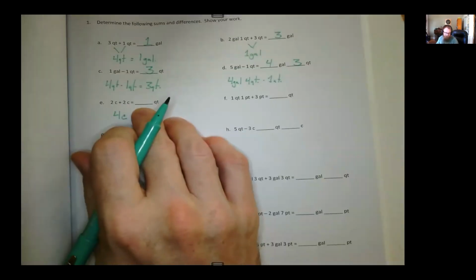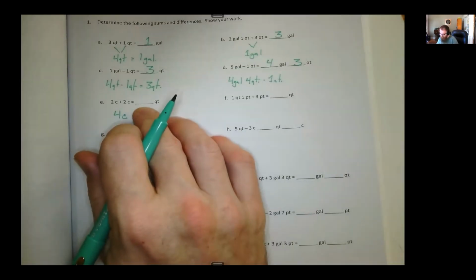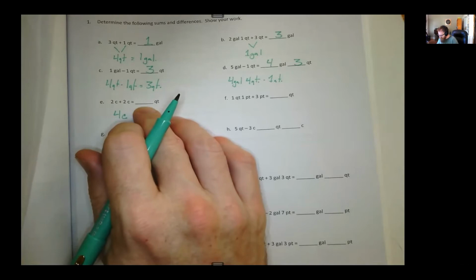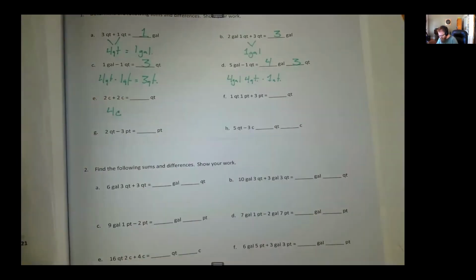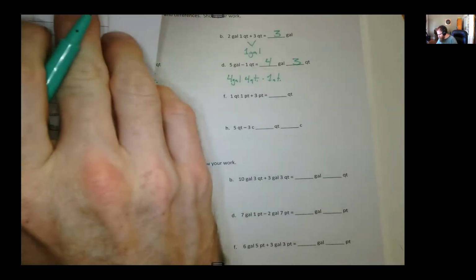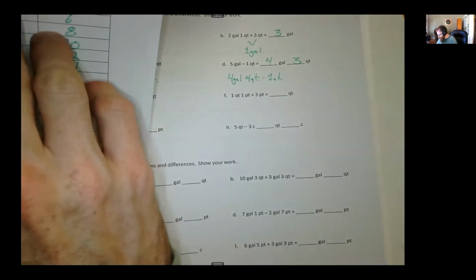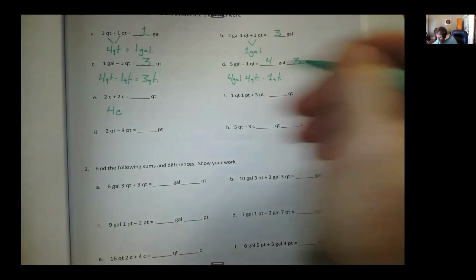But we need to find quarts. So 4 cups equals how many quarts? If 4 cups equals 2 pints equals 1 quart. So there are 4 cups in 1 quart.